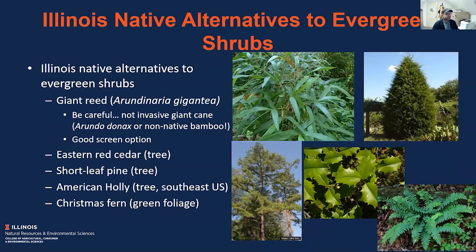Another possibility, instead of shrubs, if you're looking for an evergreen or screen alternative, is the giant reed, or the native cane, as it's sometimes called. I always kind of wanted to do that. My site is never appropriate for it, unfortunately, but it's something you might consider. You do want to be careful. There's an invasive species called giant cane, or Arundo donax, and there are several non-native bamboo species that can become invasive, so you want to avoid those and go for the native giant reed.